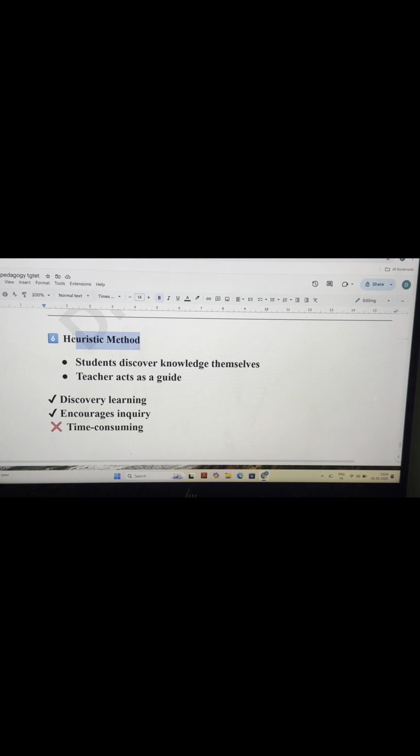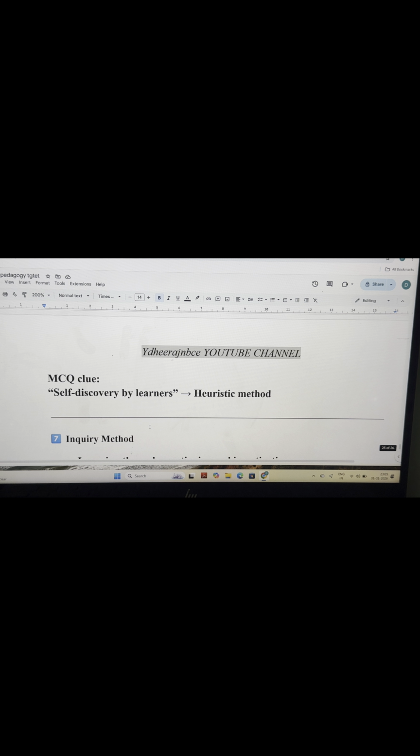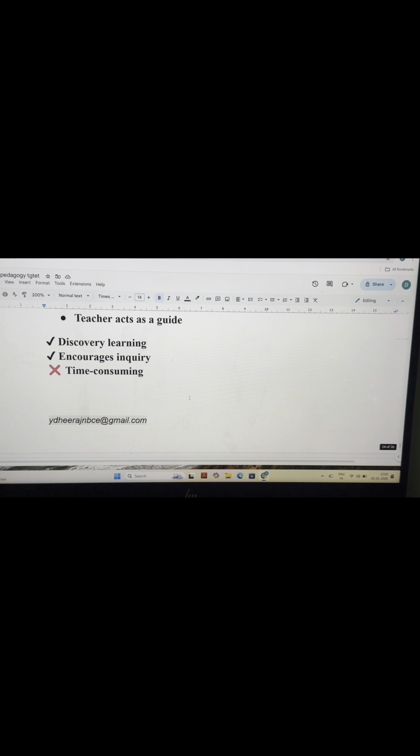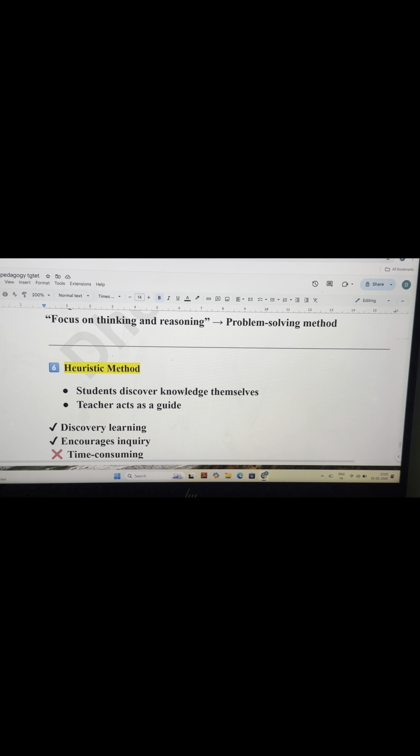Next is heuristic method. In this method, students discover knowledge themselves. The teacher acts as a guide only. Here discovery learning is promoted. Inquiry based learning is happening. Students ask questions, they think a lot, they discover things. It is very time consuming. Self-discovery by learners is heuristic method. If the teacher chooses this method, it is more of students doing, and the teacher is just acting as a guide.